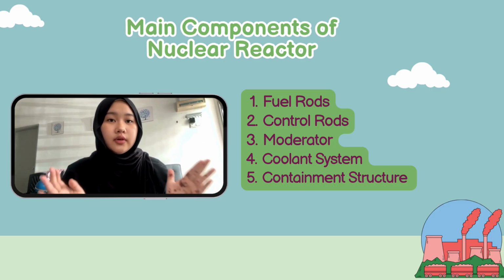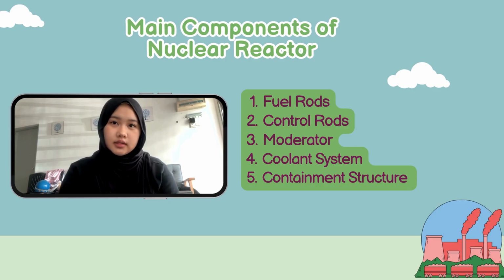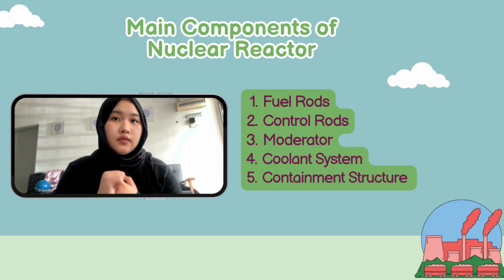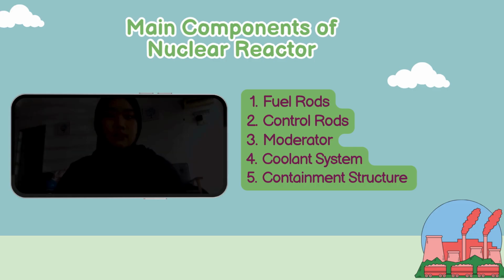Hi everyone, for this presentation, I will explain the main components of nuclear reactors and the types of nuclear reactors. So, the first main component of nuclear reactors is fuel rods. Fuel rods contain nuclear fuel, usually uranium. Inside the fuel rods, nuclear fission occurs, where uranium atoms split and release a large amount of heat energy. This heat is used to produce electricity.